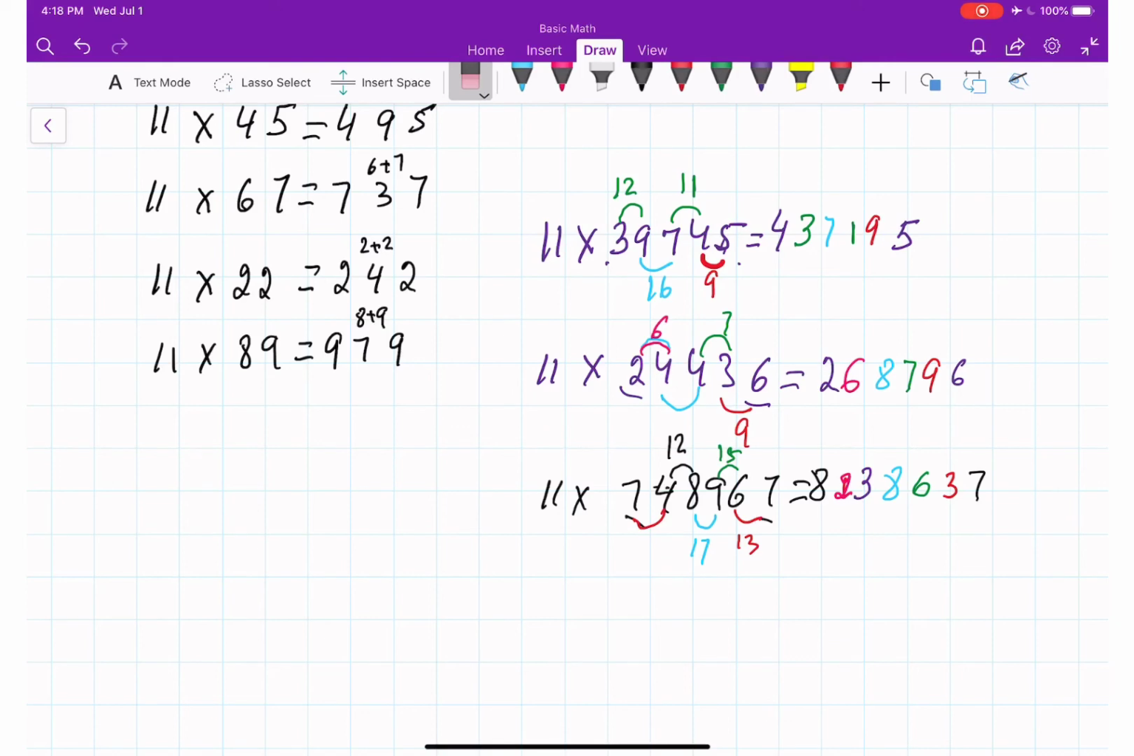Multiplying by the big numbers. 11 times big numbers. Okay, next is going to be converting Celsius to Fahrenheit. Very easy way.